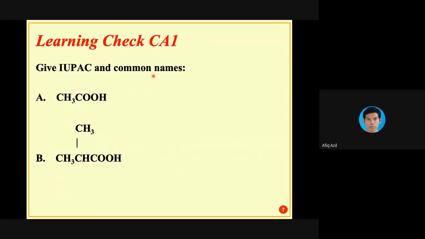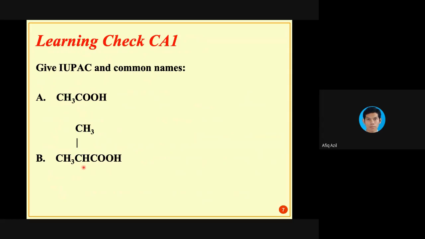Common names are basically what these acids are also known as, besides their IUPAC name. For example, ethanoic acid is also known as acetic acid, which is basically vinegar. The vinegar that is available at home to use for cooking. So that is acetic acid or ethanoic acid.